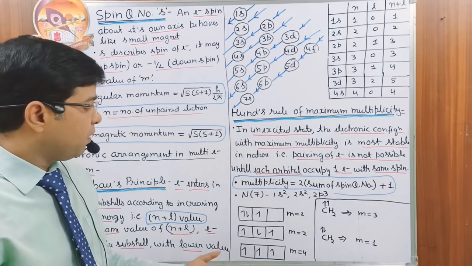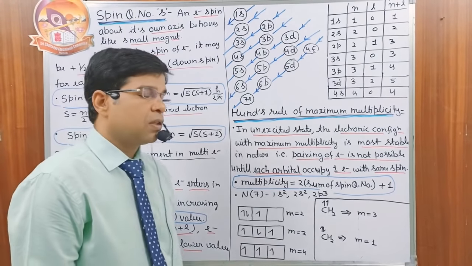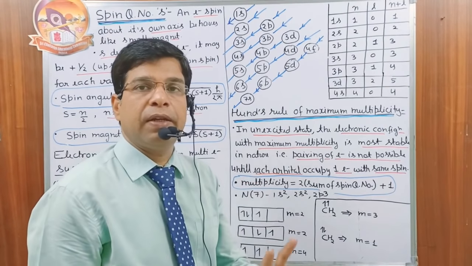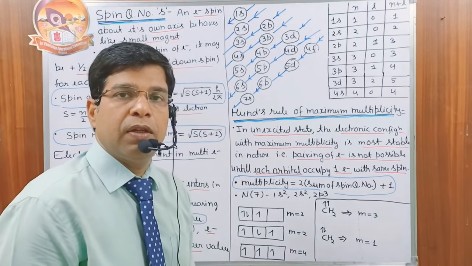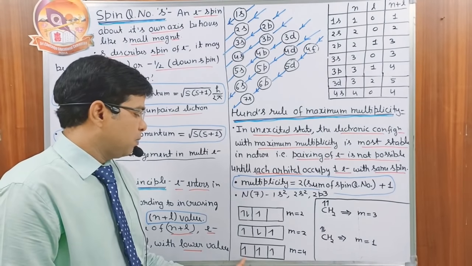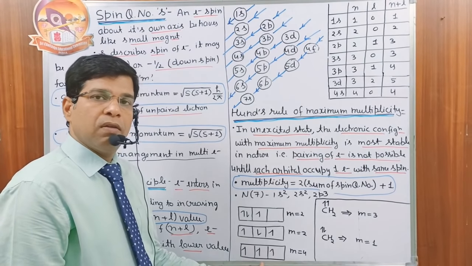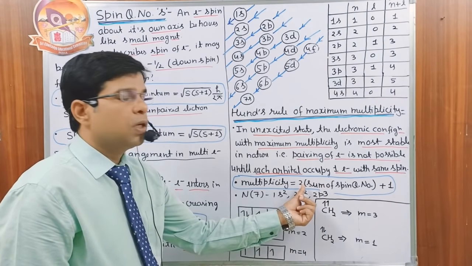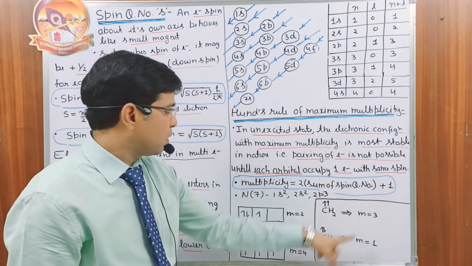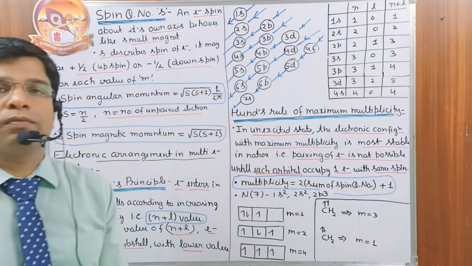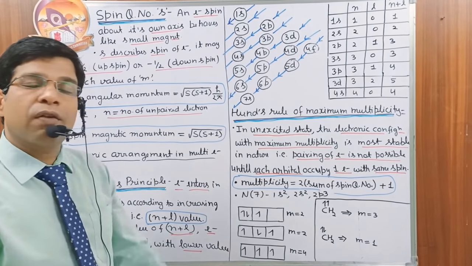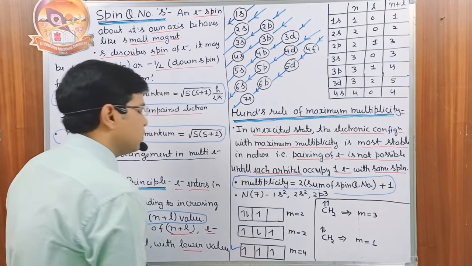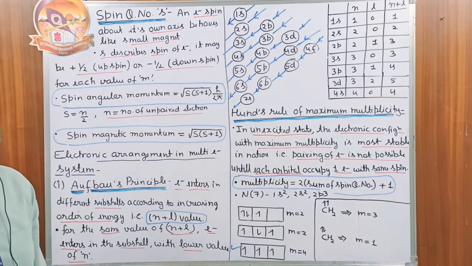But in the third case, if each orbital has one electron and the spin of the electrons is the same, then we calculate the multiplicity. Plus half, 1, 1 plus half, 3 by 2, 3 by 2 into 2, 3 plus 1, 4. Multiplicity is 4. This electronic configuration provides the maximum multiplicity, so this electronic configuration has to be the most stable.